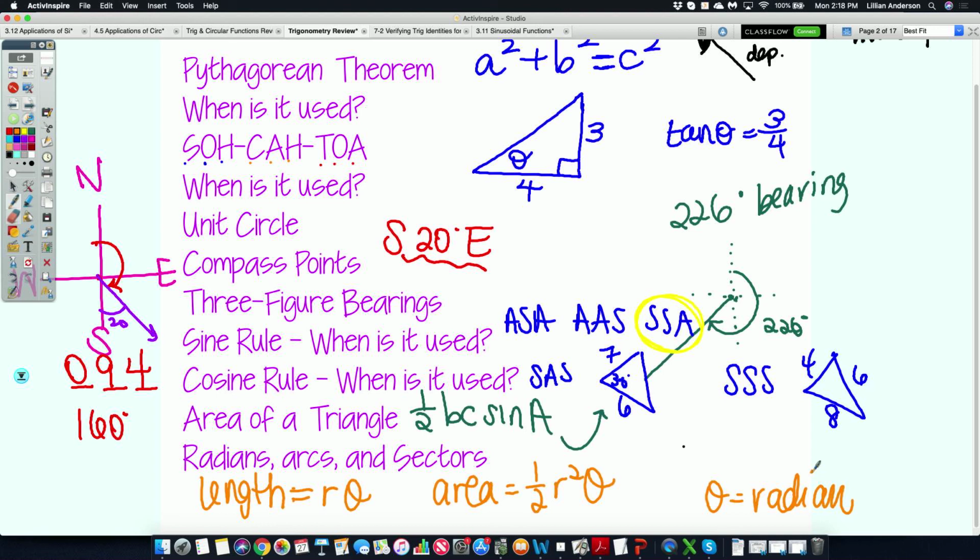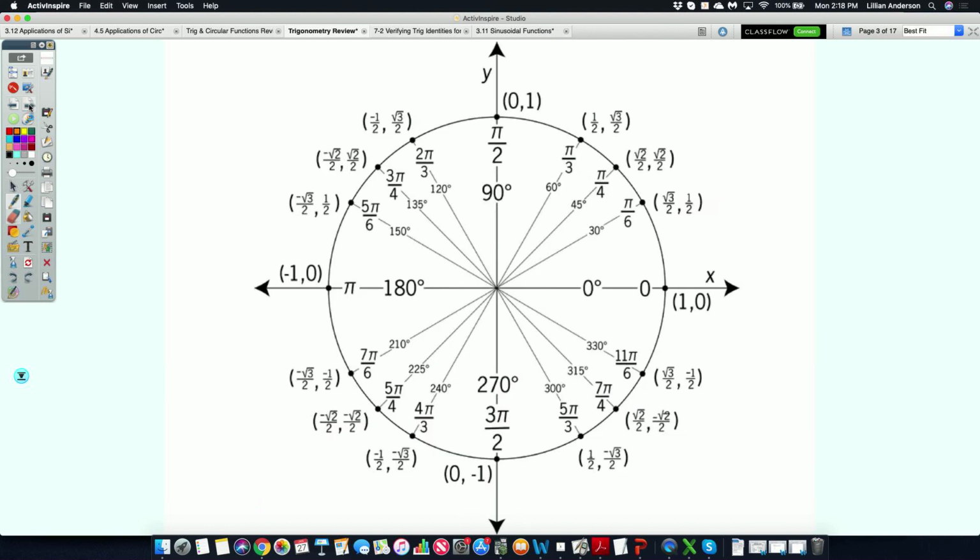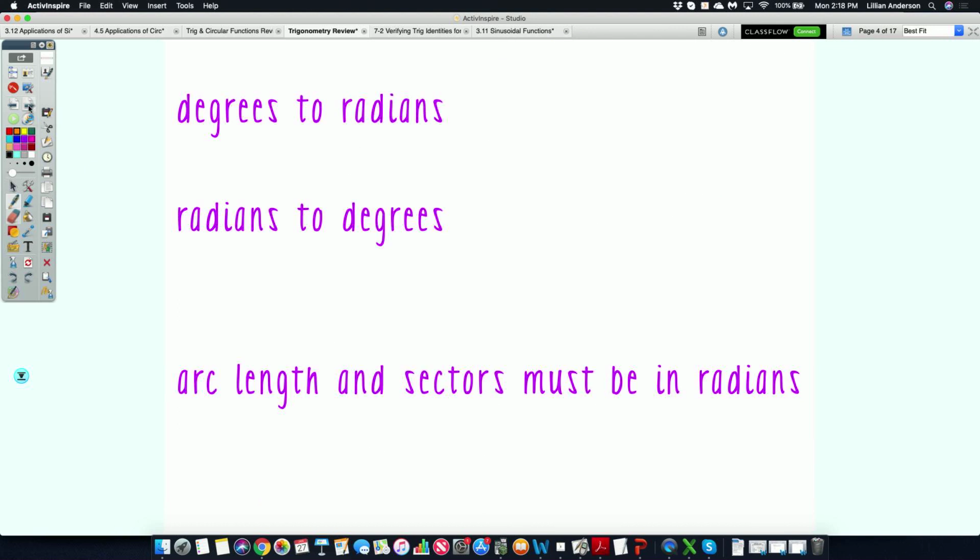Okay? So is this one a degree? Yes. So everything above this line needed to be in degree. So all of this was degree. But these two down here, when it came to arcs and sectors, those two needed to be in radian. And we just do that by multiplying by pi and dividing by 180. Exactly.